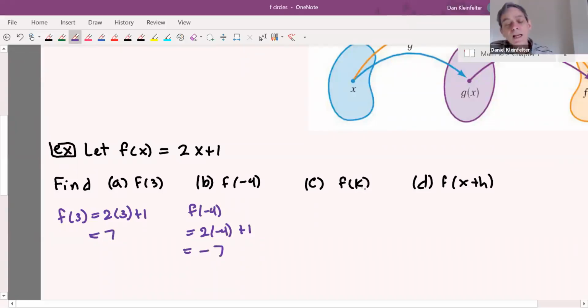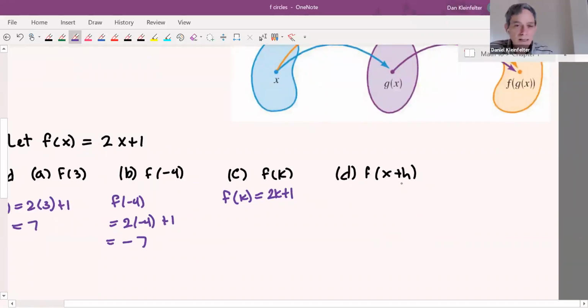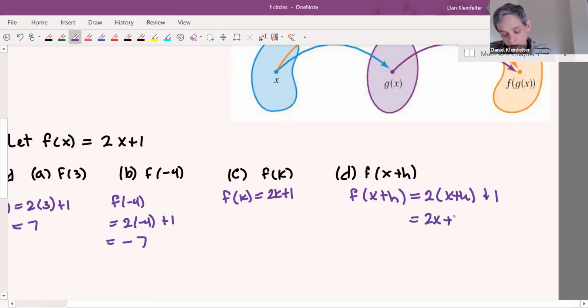That's kind of cute. Here we're putting k into f. What's k? Doesn't matter. F doesn't care. F says, whatever you give me, I'm going to double it and add 1. Okay? So f of k will be 2k plus 1. And that's it. That's all there is to that. For f of x plus h, we did this a little bit with the difference quotient, right? Here, f of x plus h is 2 times (x plus h) plus 1. And here it's polite to go ahead and get rid of those parentheses. So we'll get 2x plus 2h plus 1 in the end.